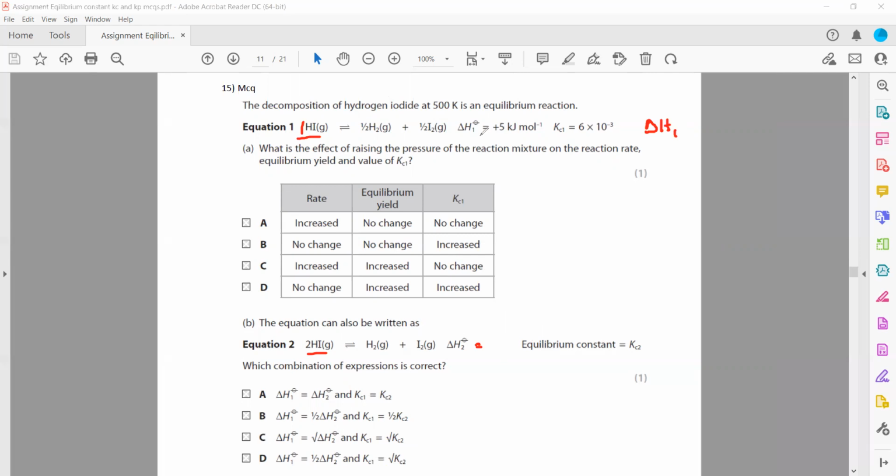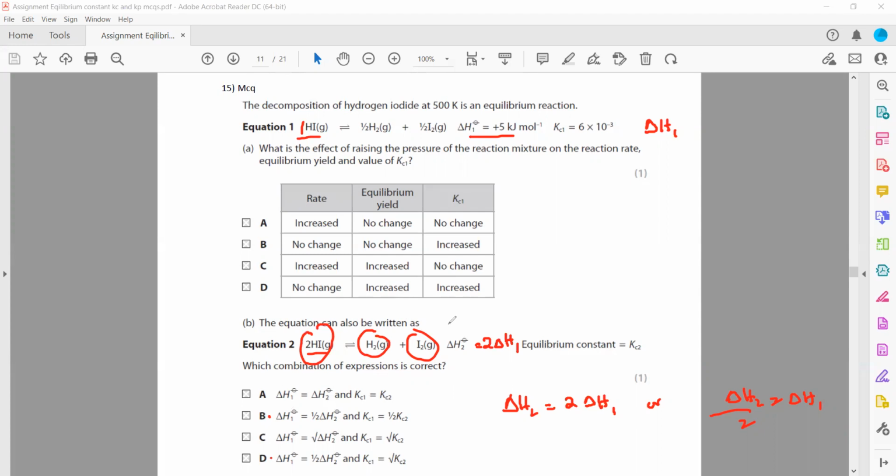Why twice? If this enthalpy change is delta H1, the enthalpy change for the second reaction, because the number of moles are doubled. Here it was 1, half, half, but for this one it is 2, 1 and 1. So the number of moles are double, the enthalpy change will also be double, so it will be twice of delta H1. Or we can say delta H2 equals 2 times delta H1. If we need delta H1, then delta H2 divided by 2 will be equal to delta H1. So delta H1 is delta H2 divided by 2.